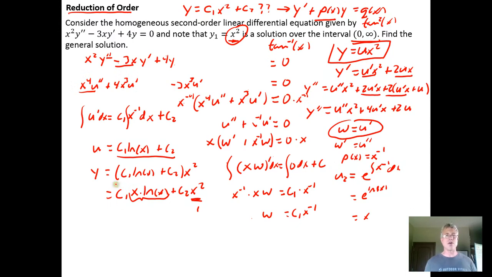And this constant could have all kinds of other constants attached to it. The idea is that this is definitely a solution to the differential equation, and this guy right here, x times the natural log of x, is linearly independent with x squared. In fact, if we calculated the Wronskian, we would discover that the Wronskian of x ln of x and x squared is definitely not equal to 0. I mean, we could test it by calculating the Wronskian. I think it's visually apparent that those two are linearly independent in this case.